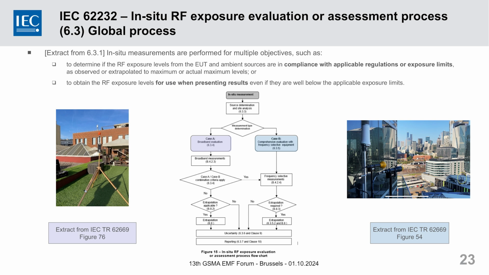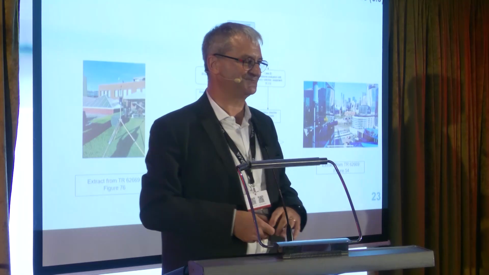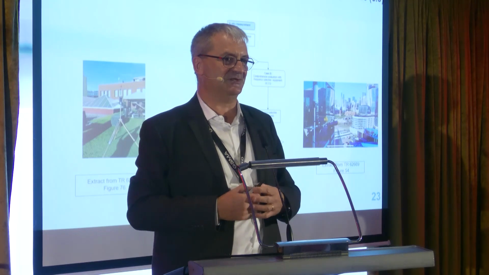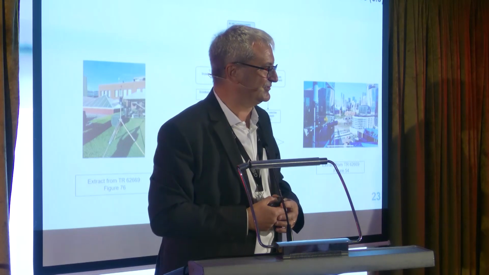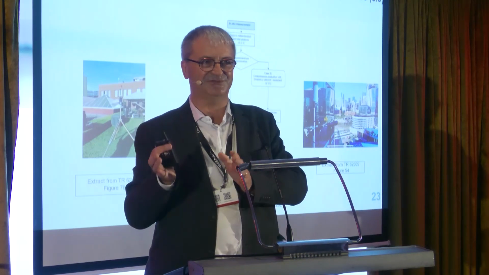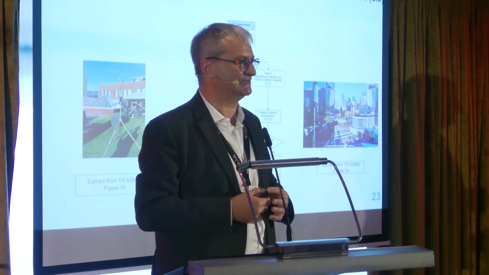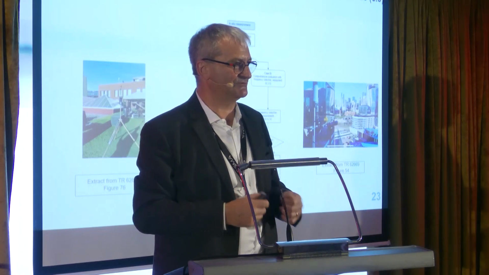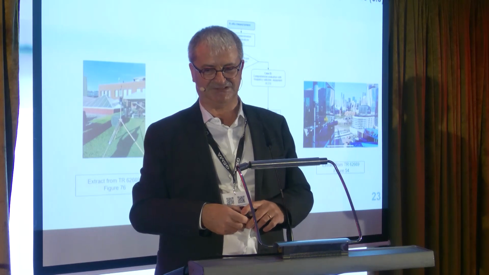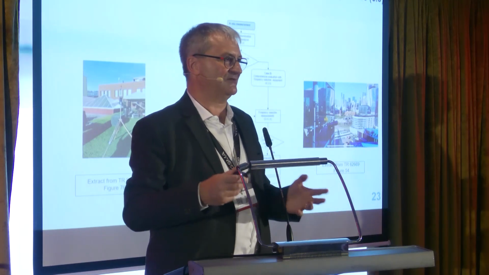So when we do a measurement, for example, in this room, we would start with a case A measurement, which is measuring with a broadband probe and taking the maximum value in this area. The problem with broadband probes is that they take all the signals from all transmitters. So if you want to measure 4G or 5G specifically, you cannot. Sometimes when you are close to the limit, or when you want to go deeper into the analysis, you need to do a case B measurement.